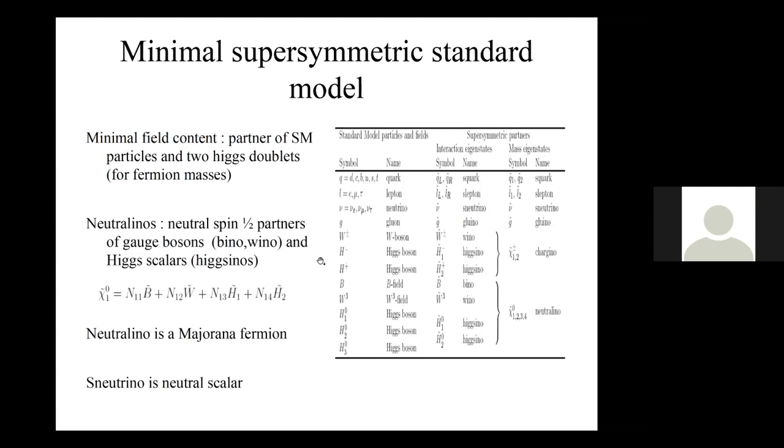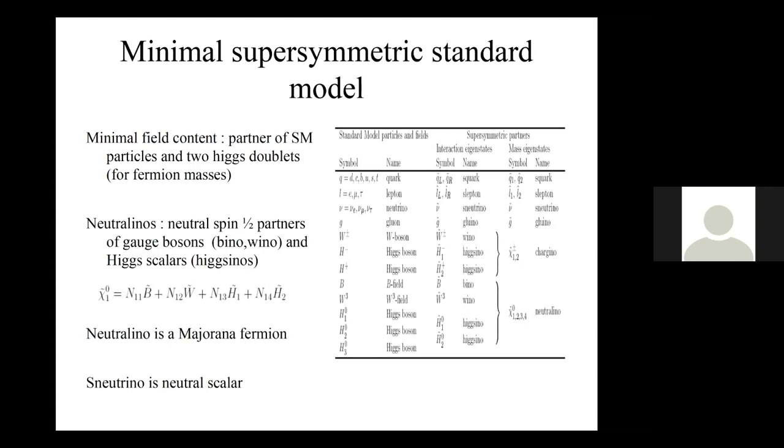So the minimal supersymmetric standard model is basically the minimal field content. It has the partners of standard model particles and two Higgs doublets. So we have the standard model particles and the supersymmetric partners. And the neutral particles are basically the partners of the U1 and SU2 gauge bosons, as well as the partners of the Higgs. So the neutralino, which is a mixture of these gauginos and Higgsinos, can be the dark matter particle. It's a Majorana fermion. There's another neutral particle here in the spectrum, the sneutrino, and in the second lecture, I will come back to this possibility of having the sneutrino as dark matter.